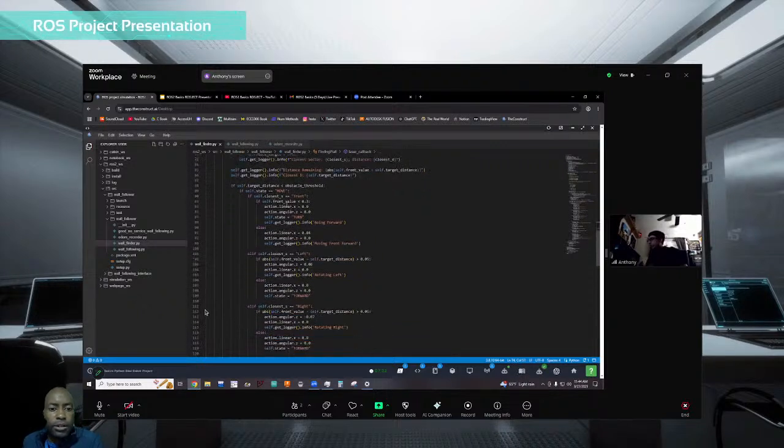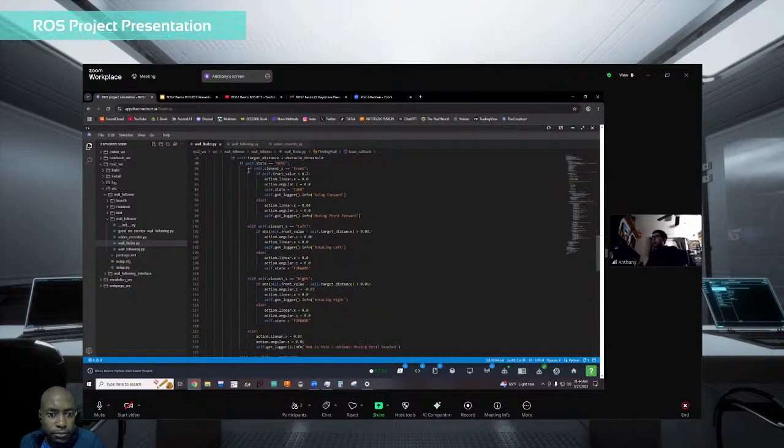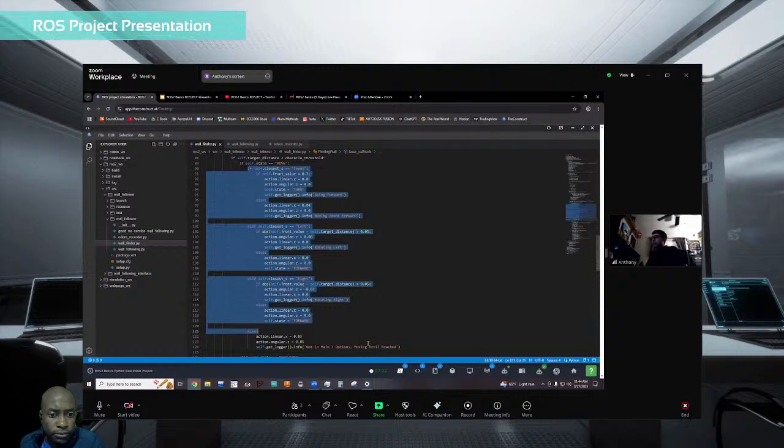Sorry, trying to speed this up a bit. Initially the state is move. I wanted to basically run this set of code here.